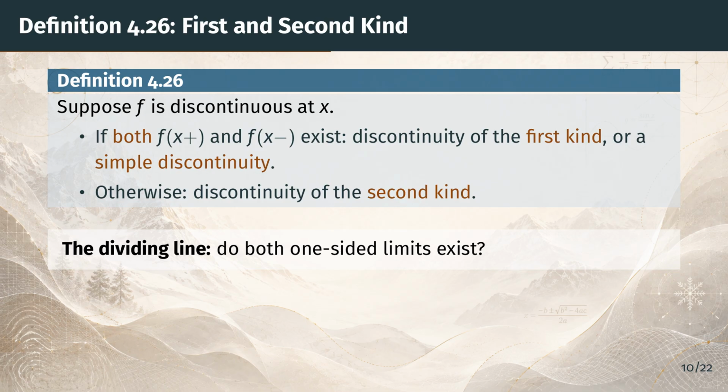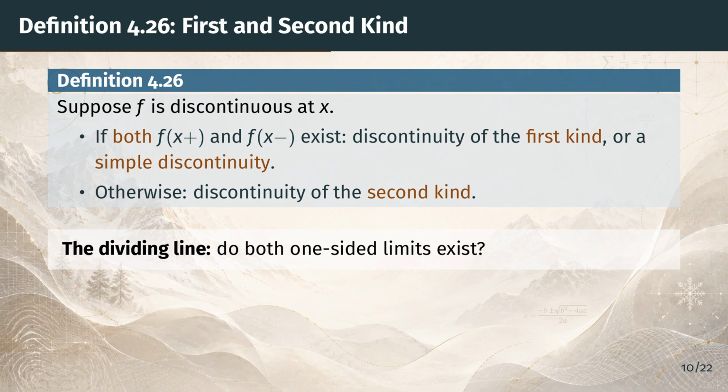If both f of x plus and f of x minus exist as honest numbers, we call this a discontinuity of the first kind, or a simple discontinuity. If at least one of the one-sided limits fails to exist, it is a discontinuity of the second kind. So the entire classification hinges on the existence of those two one-sided limits, not on their values.